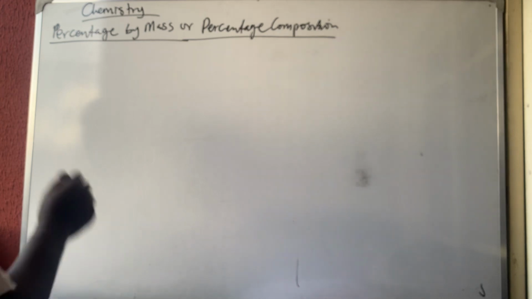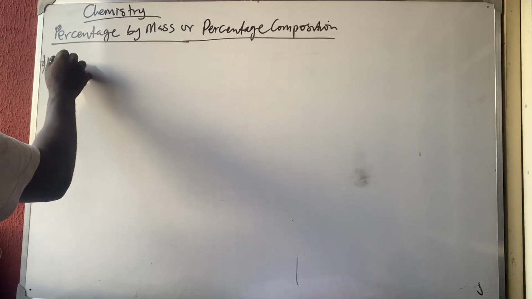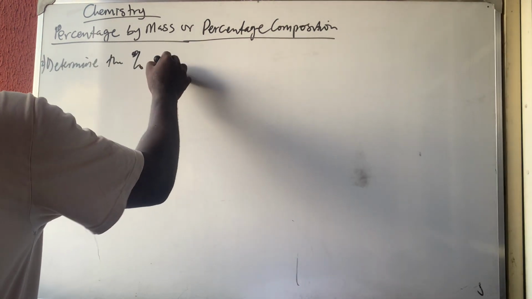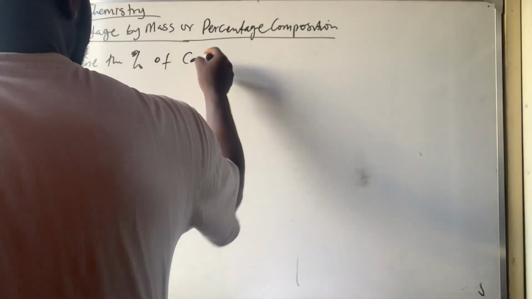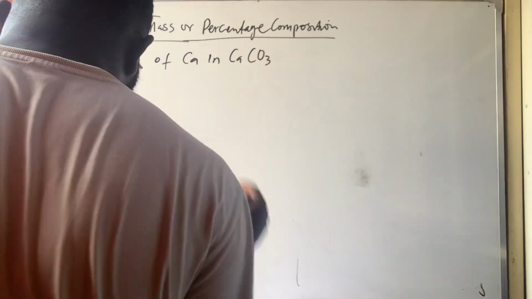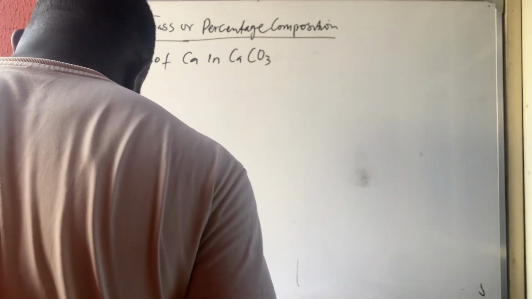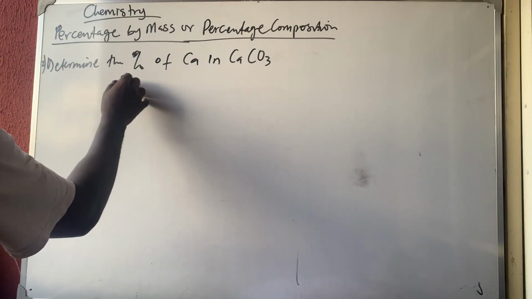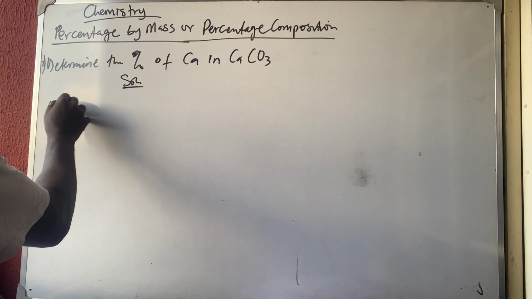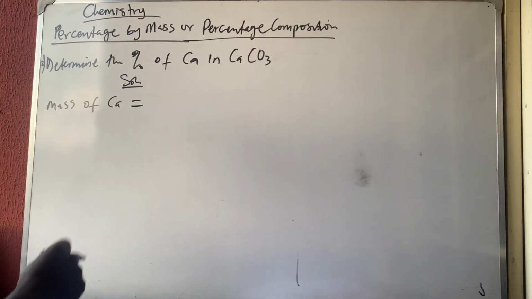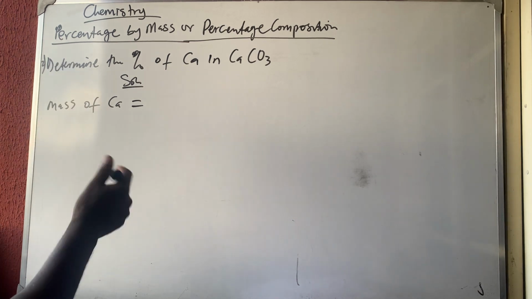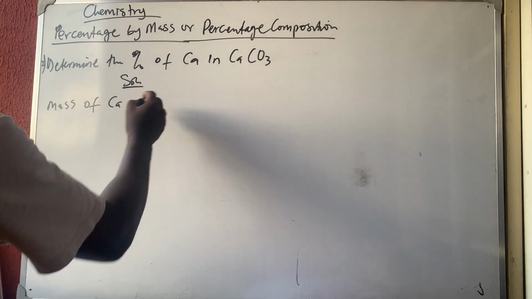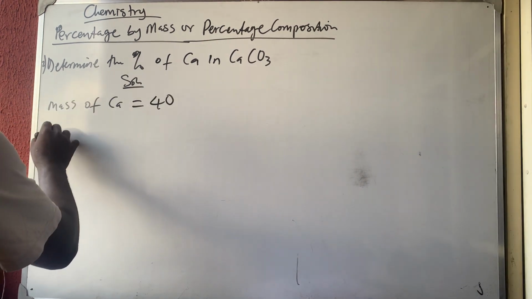The next question, number 2, says determine the percentage of calcium in calcium trioxocarbonate(IV), CaCO3. Very simple. Solution. We know that the mass of Ca is simply the mole times the molar mass, and the mole is simply 1, times the molar mass. The molar mass of calcium is 40. Then we need the mass of all of them.